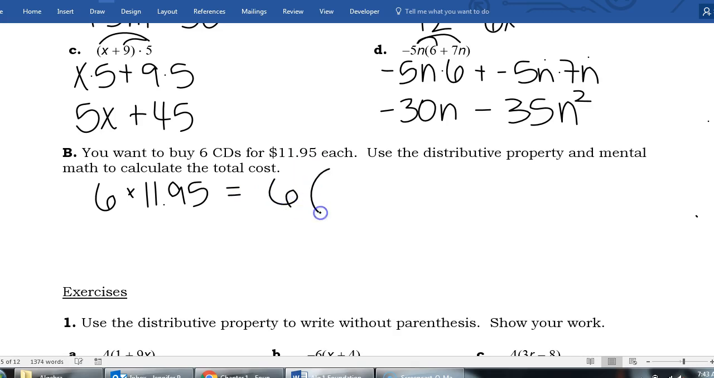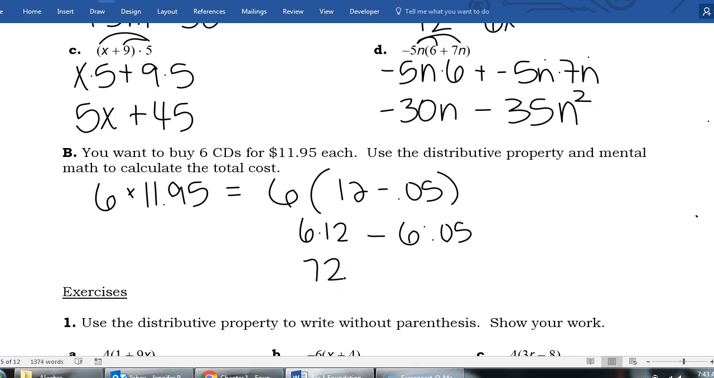Instead of saying $11.95, well, that's just 5 cents less than $12. I can do 6 times 12 a little easier than I can do 6 times $11.95. And I can do 6 times 5 a lot easier than I can do 6 times $11.95. 6 times 12 would be 72. 6 times 5 would be 30. So 6 times 5 cents would be 30 cents. And $72, take away 30 cents, that would be $71.70.